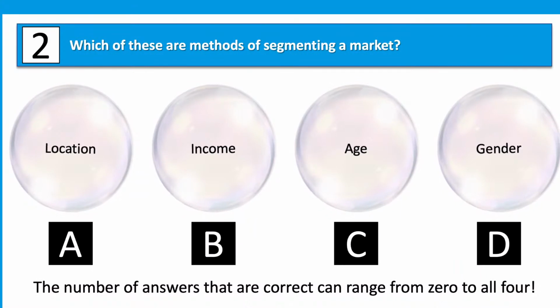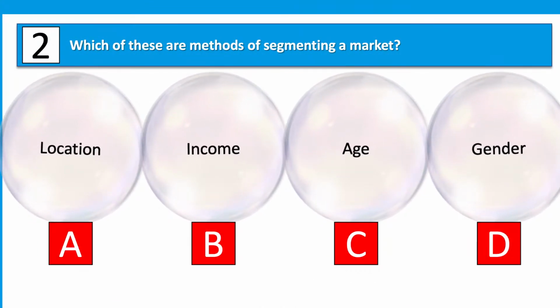Fantastic. Thanks all those that are taking part. Again, lots of different answers, but I think the most common is 4. Have they done well, Jim? Well, a lot of them have done extremely well. All of these are ways of segmenting the market: by location, based on where people live; income, based on how much they earn; age; and gender. Okay, all possible ways of dividing up the market. Question 3.